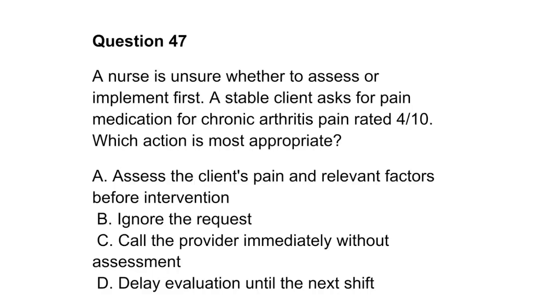Question 47. A nurse is unsure whether to assess or implement first. A stable client asks for pain medication for chronic arthritis pain, rated 4 out of 10. Which action is most appropriate? A. Assess the client's pain and relevant factors before intervention. B. Ignore the request. C. Call the provider immediately without assessment. D. Delay evaluation until the next shift.